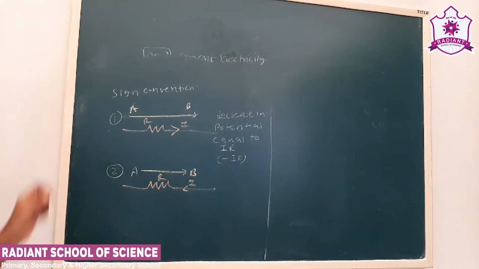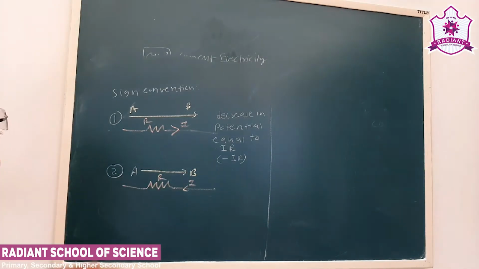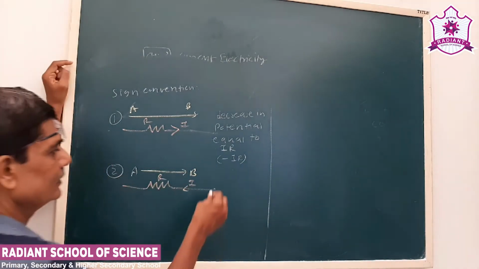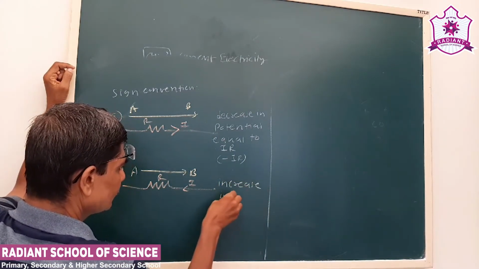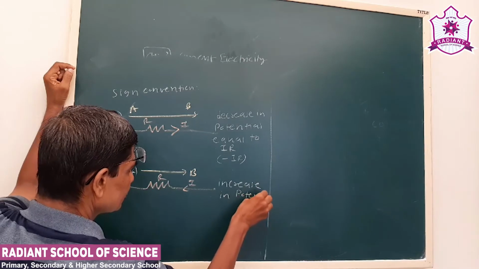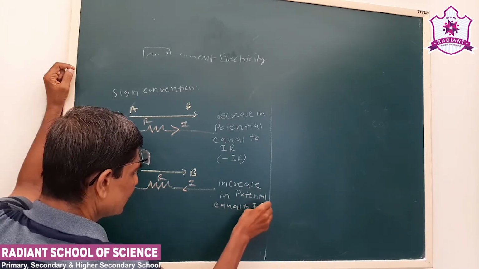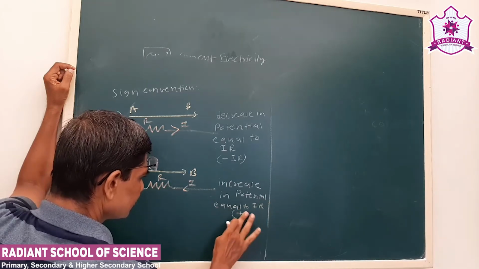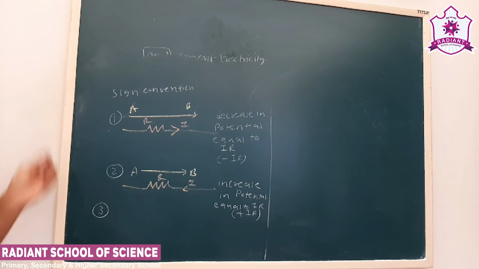See the second one. During our journey, let us say we move from A to B, and we move in the opposite direction of the current. In that case, there will be an increase in potential equal to IR. That will be plus IR. Now see the third.